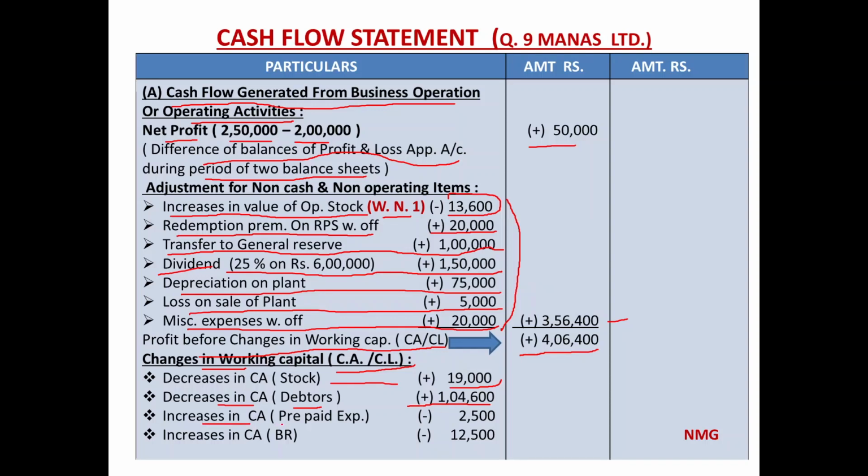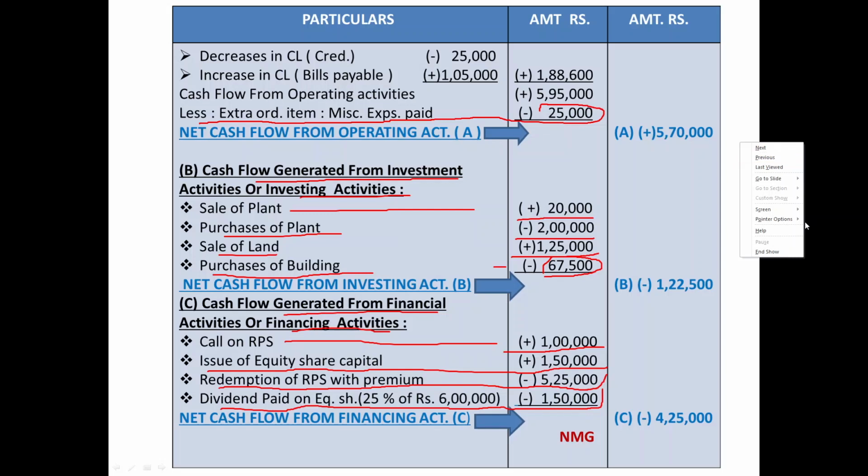Increase is in CA, namely prepaid expenses, decrease is the cash flow minus 2,500. Increase is in CA, namely bills receivable, decrease is the cash flow, minus 12,500. Now two items of current liabilities. Let us report it. Decrease is in CL, namely creditors, decrease is the cash flow, minus 25,000. Increase is in CL, namely bills payable, increase is the cash flow, 1,05,000.